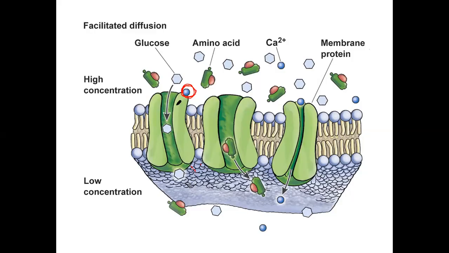Typically, glucose has some type of carrier protein to get it inside the cell. But an example of this, to get glucose inside the cell, would be insulin, right?